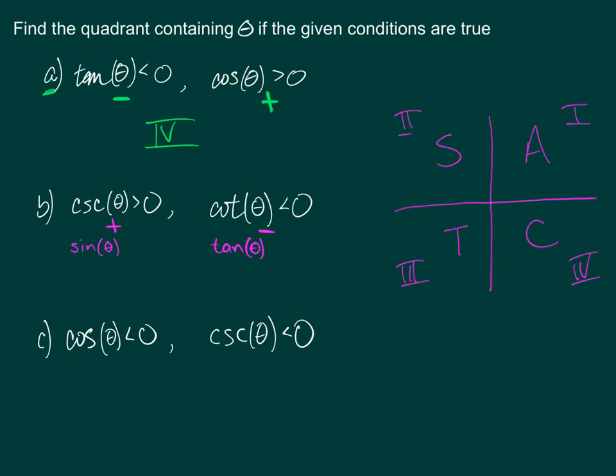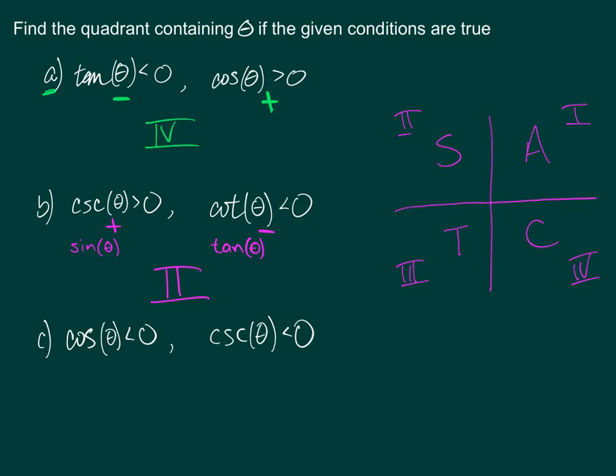And we already know that quadrant 1 and 2 is where sine is positive, but everything is positive in quadrant 1, which knocks that one out because we want the tangent to be negative. So the answer for part B would be quadrant 2. The sine is positive and everything else is negative, or the sine and cosecant are positive and everything else is negative, including cotangent. So this will be quadrant 2.